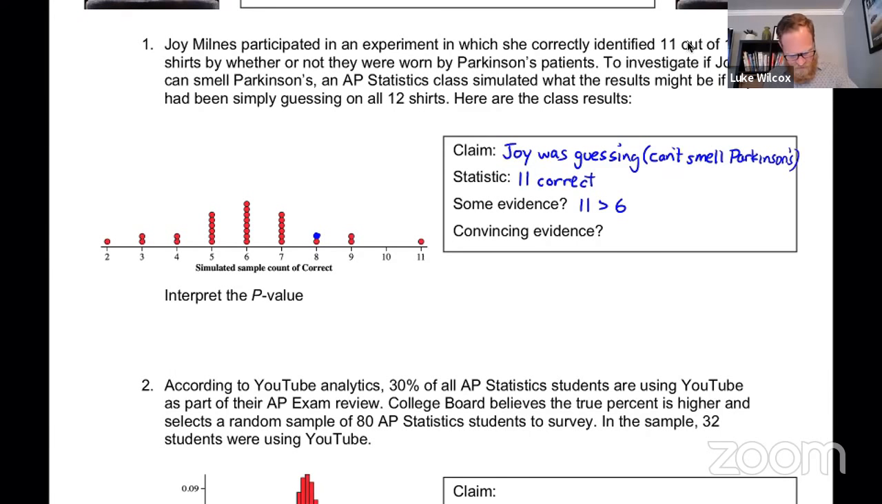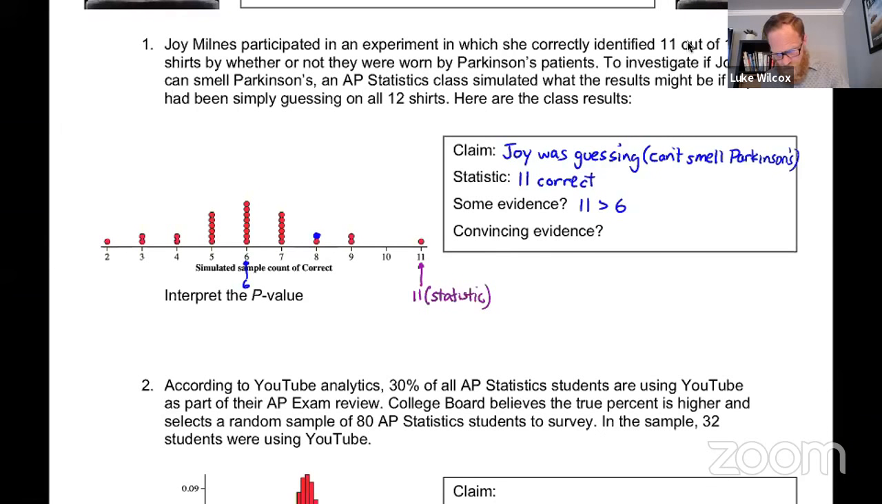And right away, you'll notice that at the very center of the distribution is 6, which is what we would expect if somebody was just simply guessing, that they would get about half right. Now we know, because of sampling variability, that it might be a little bit higher than 6. It might be a little bit lower than 6, which we see in the dot plot here. So the next question then is, how likely is it that we would get Joy's result? Well, let's make sure that we clearly identify that here. Joy's result is this right here, the 11. And that's what I'm going to call the statistic. That was the observed result from the experiment, right?